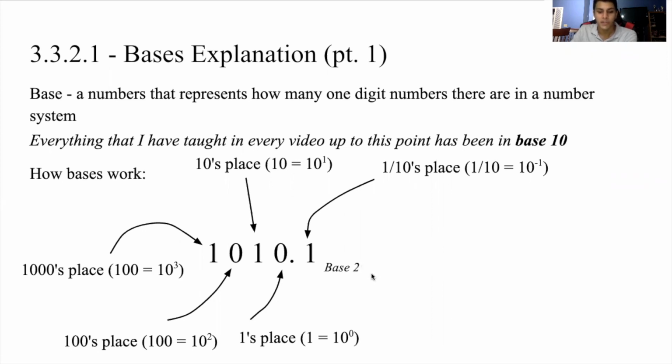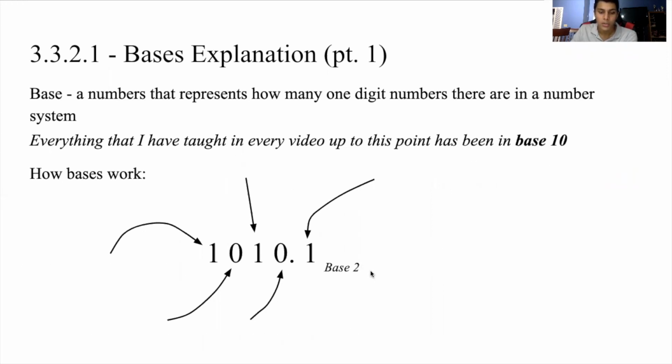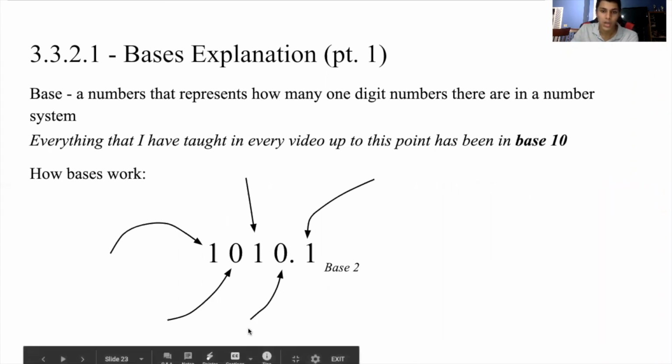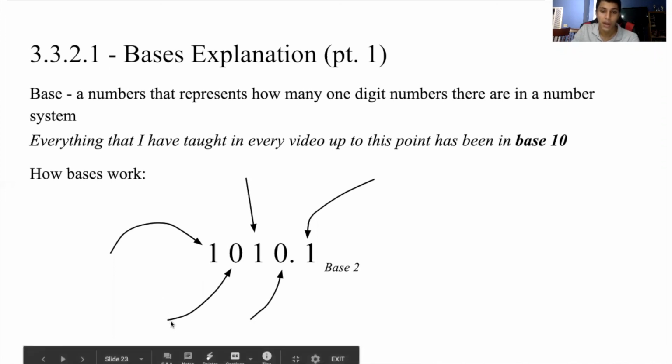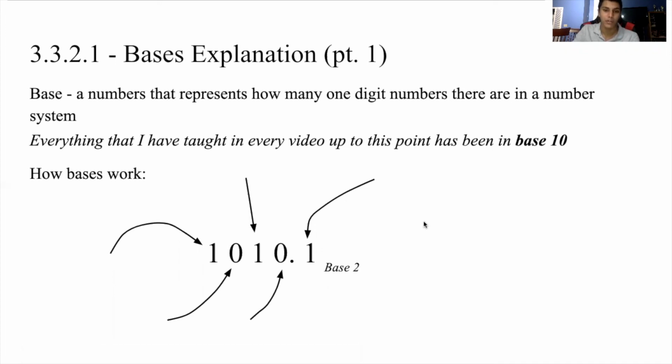But if we're in a different base, say base 2, then all our place values would have different powers of 2. So we'd still have a 1's place because 1 is 2 to the power of 0. But next we'd have a 2's place because 2 is 2 to the power of 1. And then a 4's place because 4 is 2 to the power of 2, and so on. And even here we'd have a 1/2's place because 1/2 is 2 to the power of negative 1.